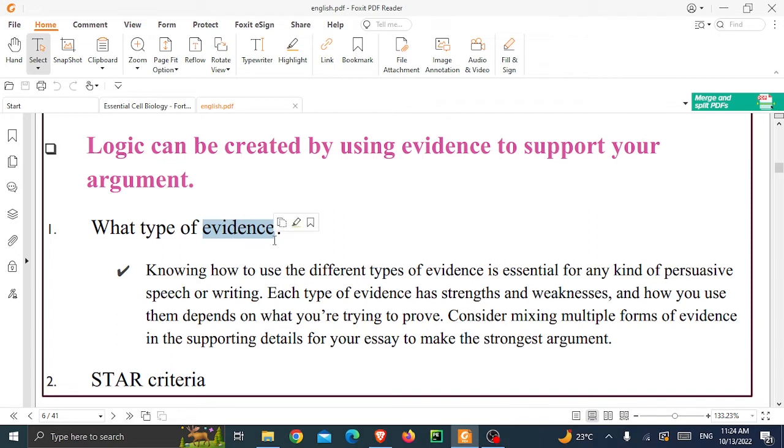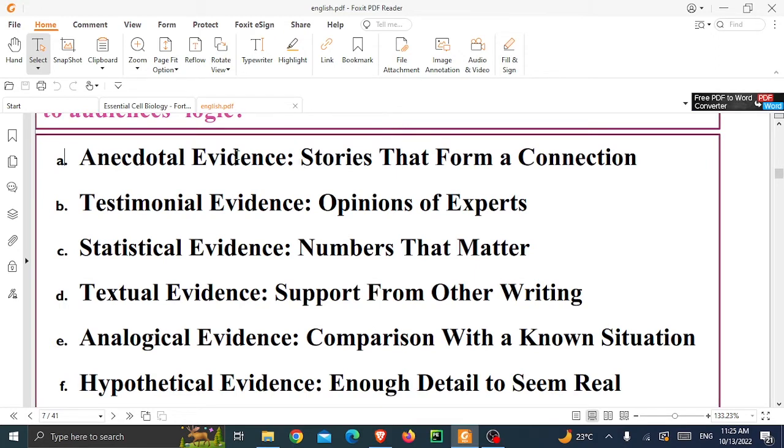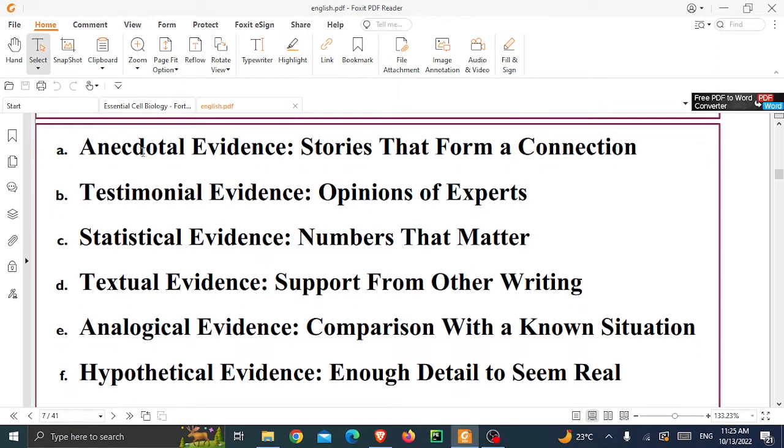And to use correct evidence, you need a lot of things. You need documented expert opinions, for example, research, facts, correct statistics. Let's focus on that, and correct numbers in general, and of course the STAR criteria. We have many types of evidence, so we are going to start with the anecdotal evidence.